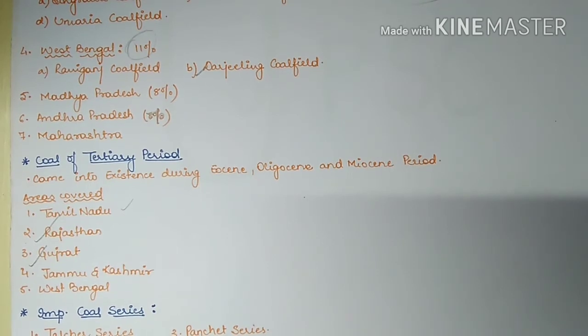Then the next we have is Jammu and Kashmir. Jammu and Kashmir has tertiary coal, and it has a carbon content of 30%, the moisture content is 15%, and the volatile material that is present in it is 30%. Okay, now that means the coal is of very poor quality, and the areas in Jammu and Kashmir where the coal is found are Handwara district, then we have Udhampur district, then Rasai, then Baramulla. So these are the districts of Jammu and Kashmir where the coal is found.